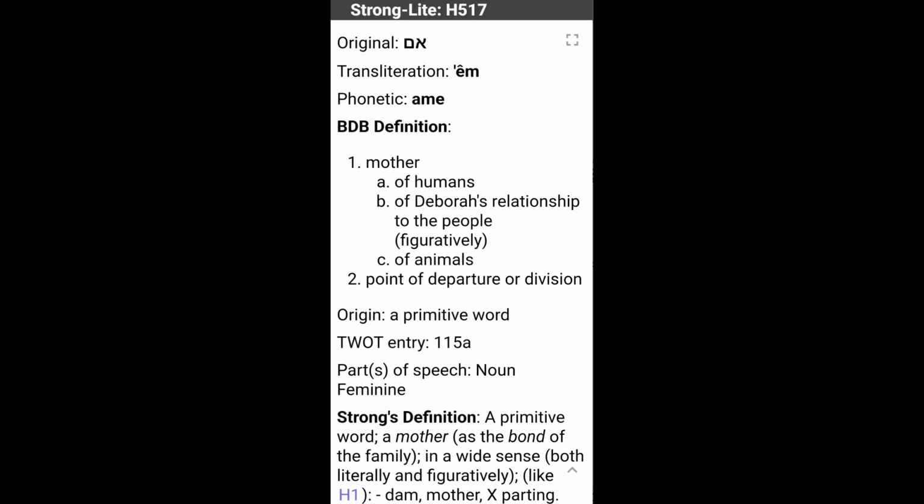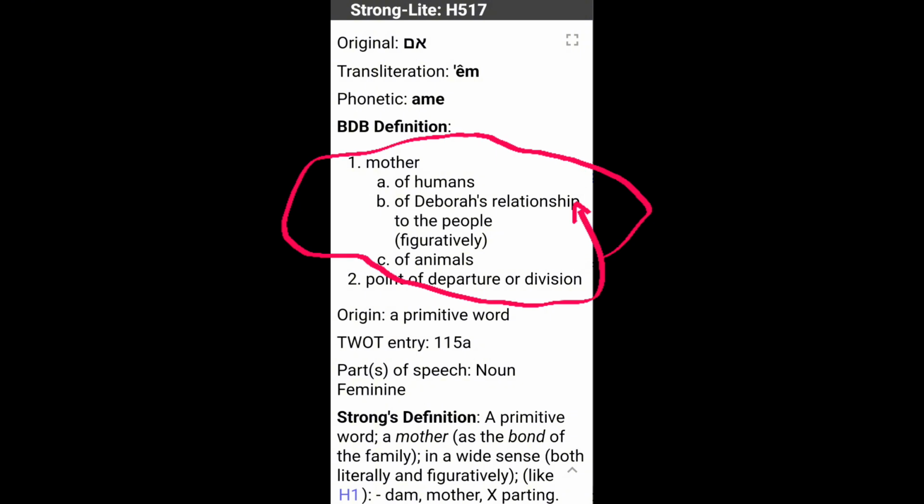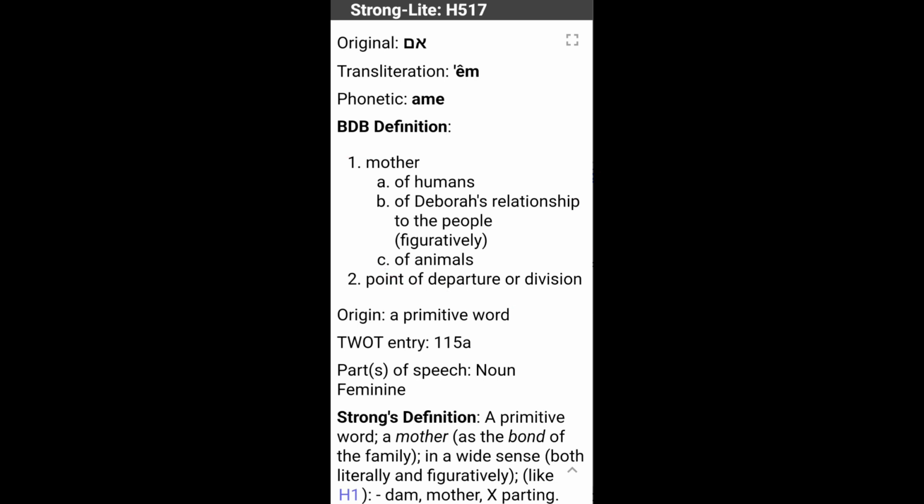Going on to the word for mother, we see Aleph Mem, pronounced Am, and meaning mother, mother of humans. In the case of Deborah's relationship to the people, the point of departure or division. In other words, mother is where reproduction takes place.